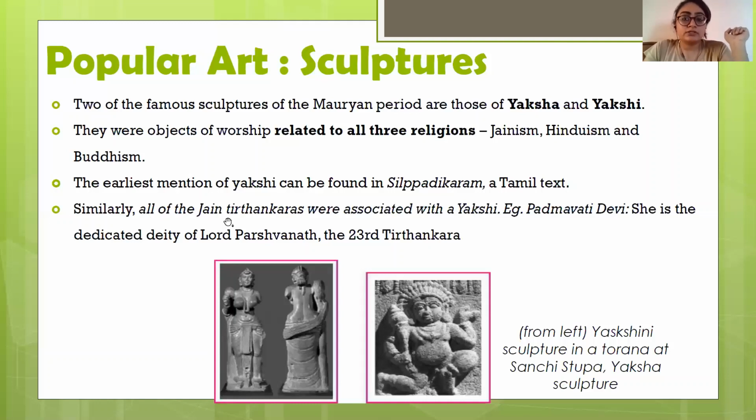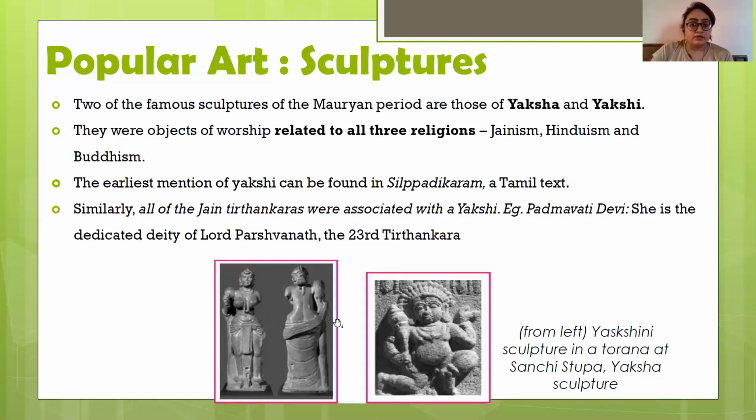Similarly, all the Jain Tirthankaras were associated with a Yakshi. Each and every Jain Tirthankara. There are 24 Tirthankaras we know. All these 24 Tirthankaras have been associated with a particular Yakshi. For example, Padmavati Devi. This Padmavati Devi is a Yakshi and she is associated with Lord Parshvanath, the 23rd Tirthankara of Jains. So she is the dedicated deity of Lord Parshvanath.